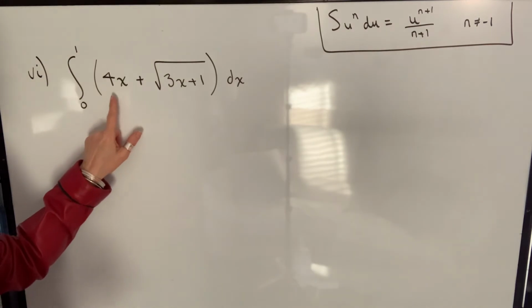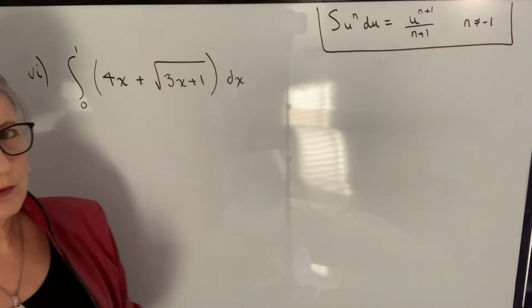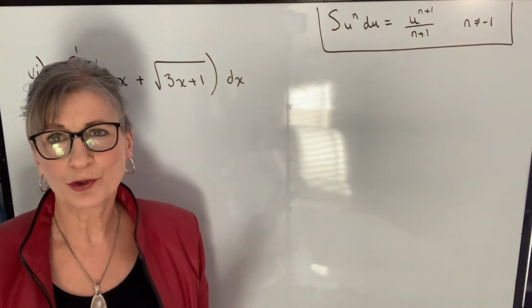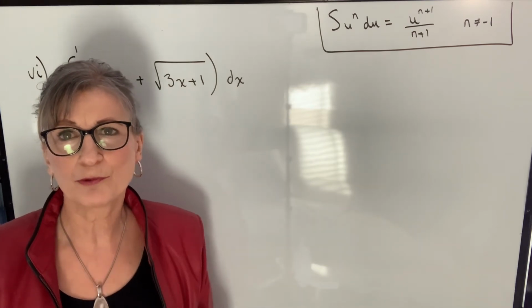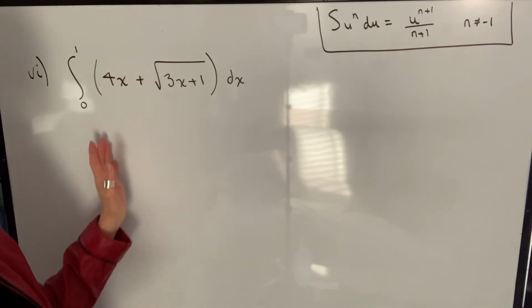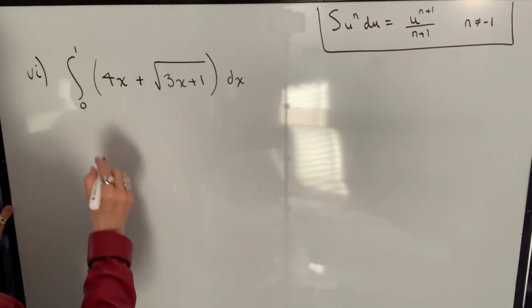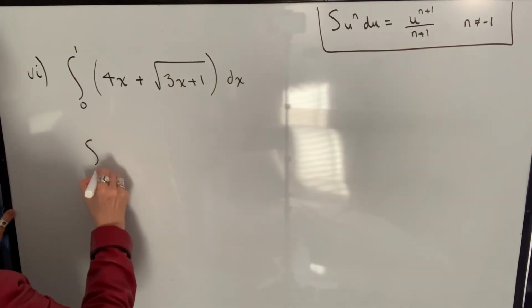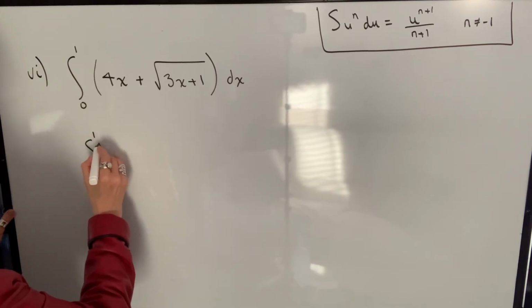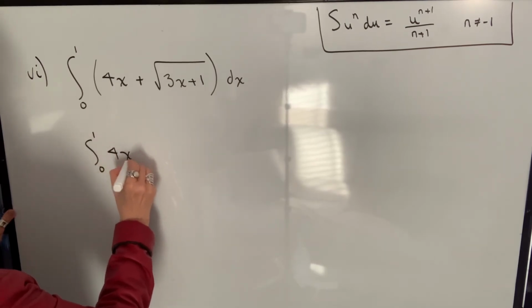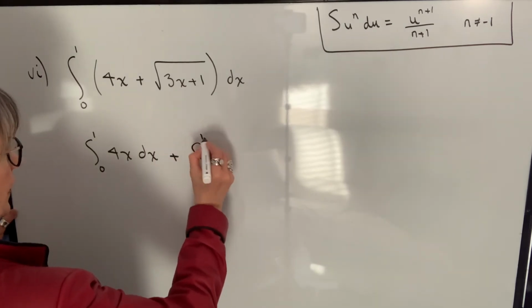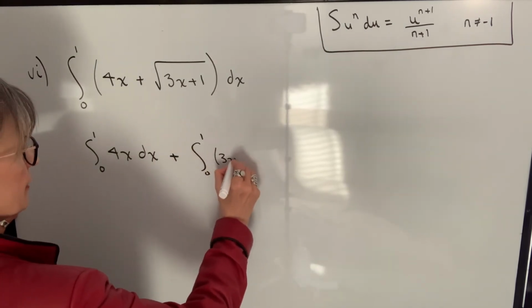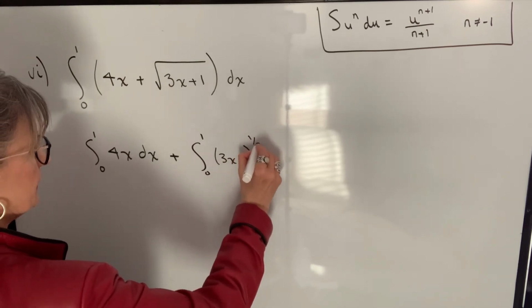In our next example, we have two separate terms. Normally, we've seen that when we've had polynomial functions, you just integrate each term without actually splitting them up formally. So this is an example where I do need to split up my two terms. When I split them up, it will look like this. I'm going to take the integral of 4x dx plus, I'm going to write this as 3x plus 1 to the 1/2 dx.